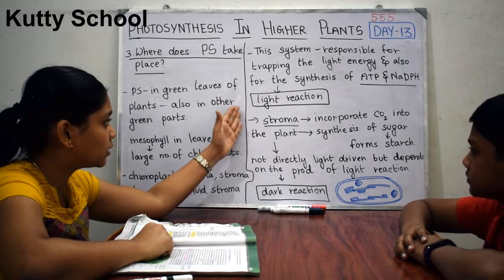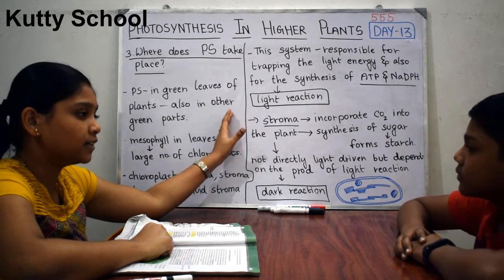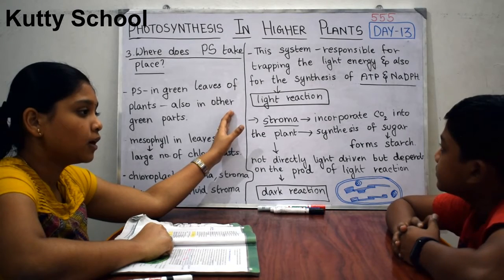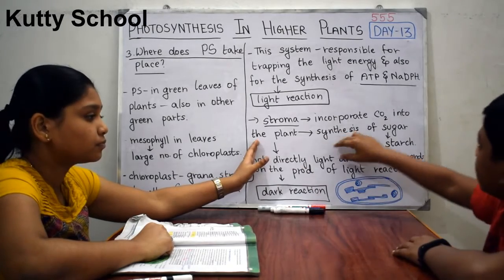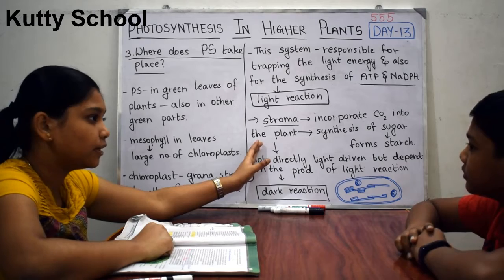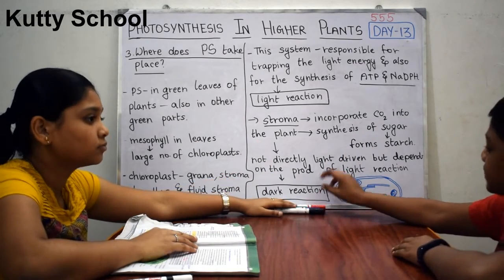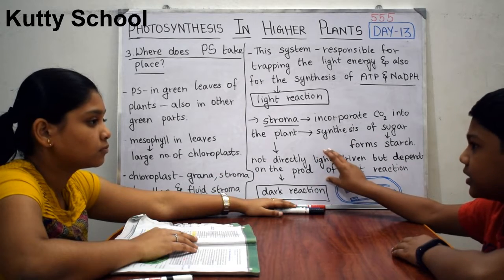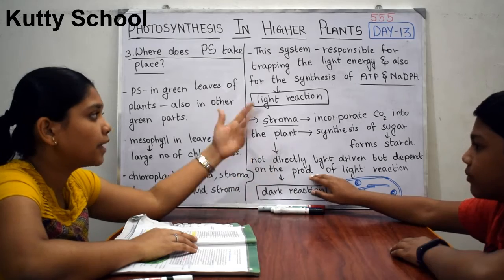Can you understand what light reaction and dark reaction are? Light reaction is absorbing light energy and transforming it into chemical energy bonds, ATP and NADPH. The dark reaction is dependent on ATP and NADPH, but it is not directly exposed to light and does not require light. It depends only on the light products.